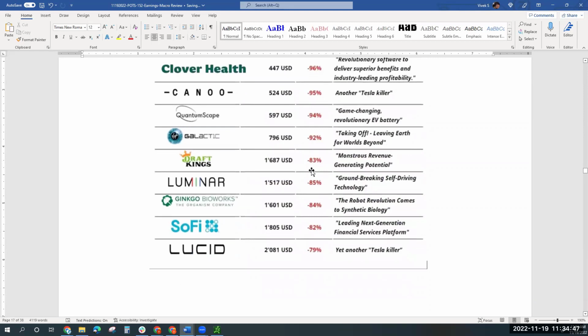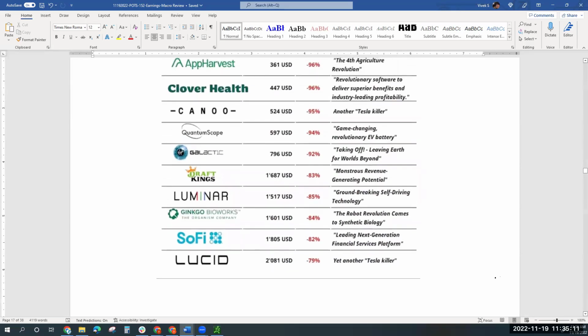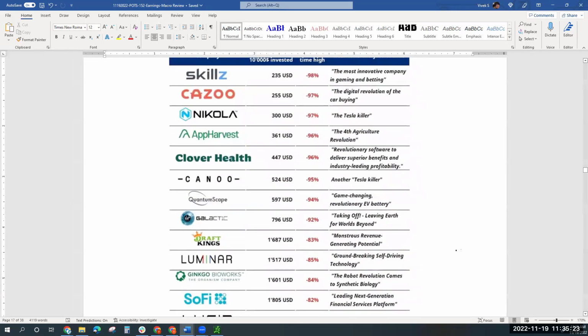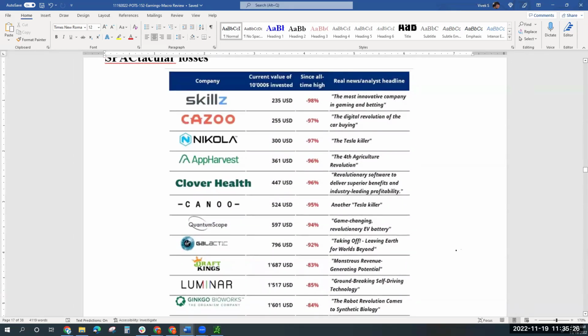DraftKings is down 83%, with monstrous revenue generating potential because this is online gaming, online gambling. I thought with everyone stuck at home, online gaming was the only way, but it didn't pan out. SoFi, all these companies came to IPO through SPAC, and now they have spectacular losses. SoFi is down 82%, the leading next generation financial services platform. Lucid is another Tesla killer. Shares haven't performed great, they're all down 90%. Skillz is down 98% from its all-time high.